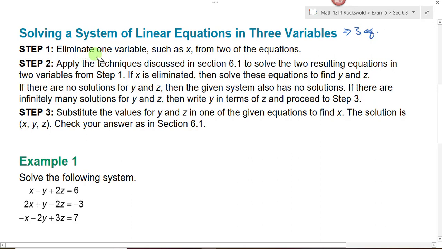Once we eliminate one of the variables in step 1, then we're going to apply the same techniques that we looked at in 6.1. Step 1 is to eliminate one of the variables, such as x, from two of the equations. Once we do that, we now have two equations in two variables, and we use the techniques from 6.1 in order to solve. But if there's no solutions for y and z, then the given system also has no solutions. If there are infinitely many solutions for y and z, then we write y in terms of z and proceed to step 3. Step 3 is to substitute the values for y and z in one of the given equations in order to find x, and then the solution will be x, y, z. And we'll want to check our answers as we did in the previous section.